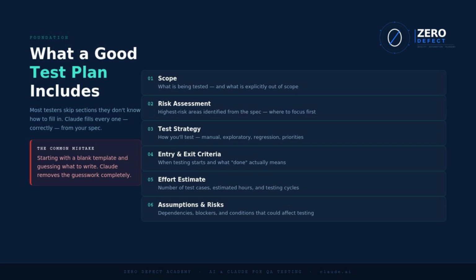This is the section managers and stakeholders care most about. Effort estimate gives you the numbers to push back if someone asks you to test a checkout feature in half a day. And assumptions cover your dependencies and blockers. Claude fills all of these from your spec. You paste in the feature description, Claude handles the rest.